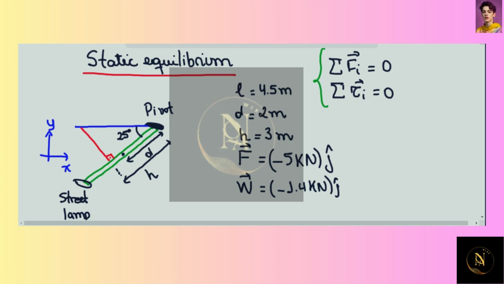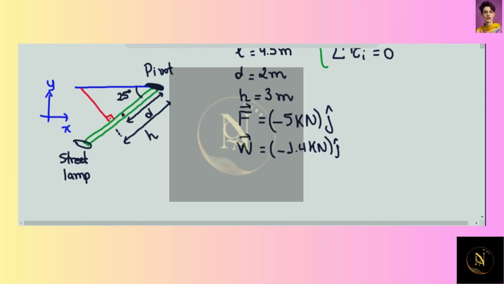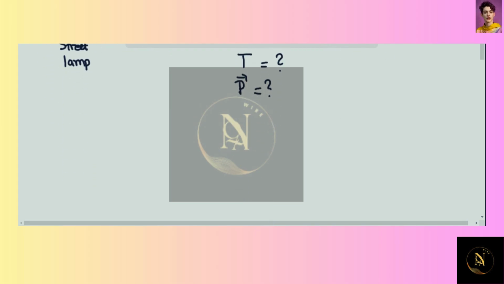So now we can go on, and our goal is to find the magnitude of the tension and also the horizontal and vertical components of the force that the pivot exerts on the beam. I'm going to call that force P. So I'm going to start with the torque equation. Notice that I'm going to draw a force diagram, a free body diagram, on the beam.